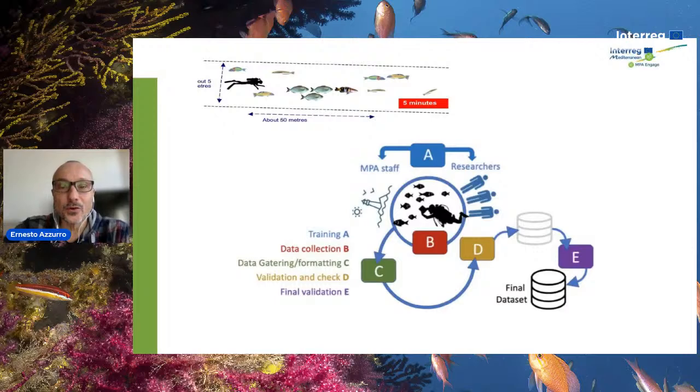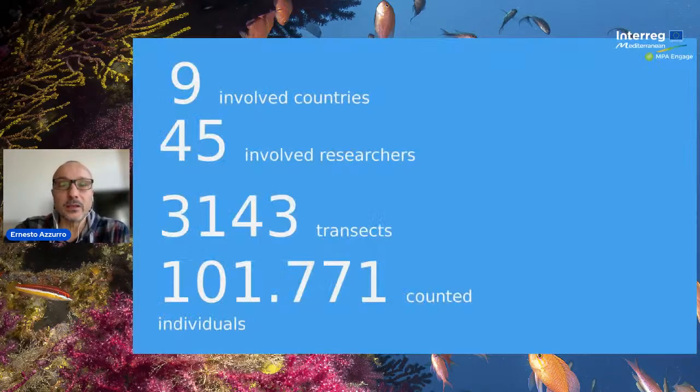Okay, so that's what we obtained until now. So 9 involved countries, 45 researchers collaborating to this action for a total of more than 3,000 transects and more than 100,000 individuals counted. This is a large data set we built, we developed in the last years, but how to use the data?